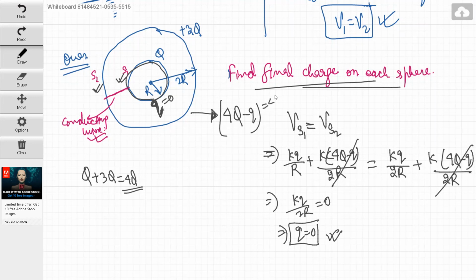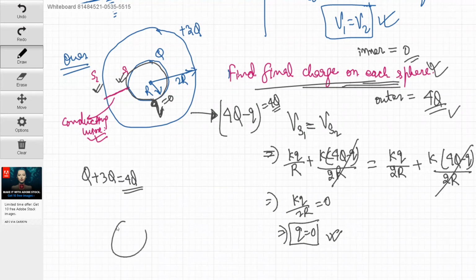So the charge on the inner sphere will become 0, and the charge on the outer sphere is 4Q. So the final charges on each sphere: on the inner sphere, the charge is 0, and on the outer sphere, the charge is 4Q. Is this all right? 0 and 4Q is the right answer.